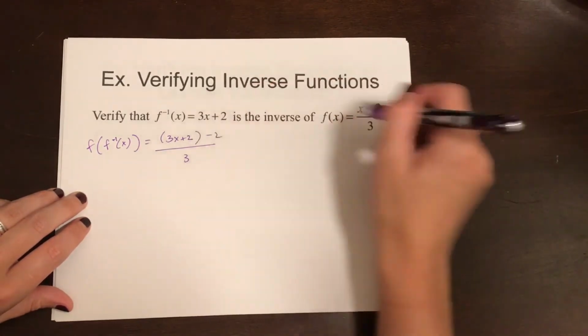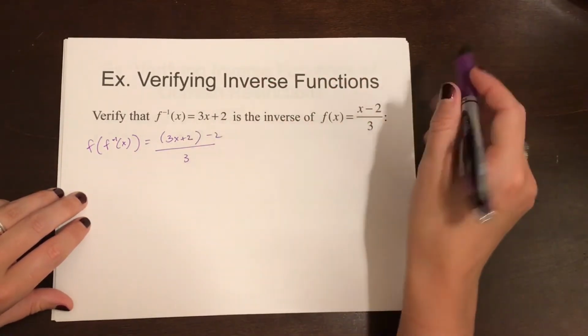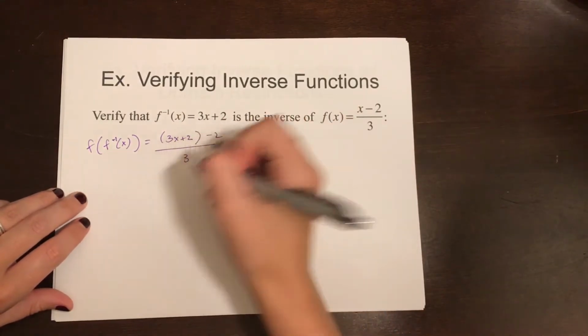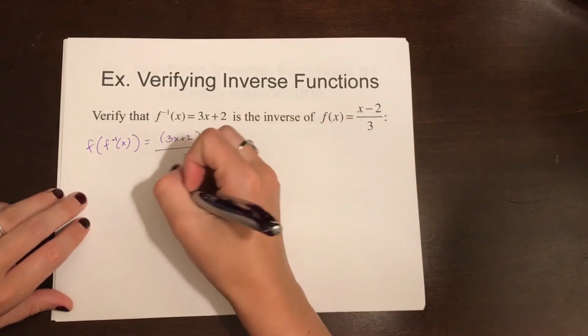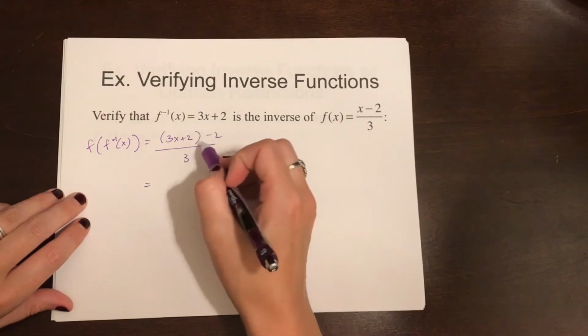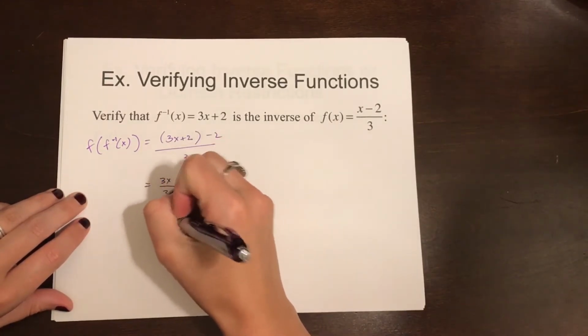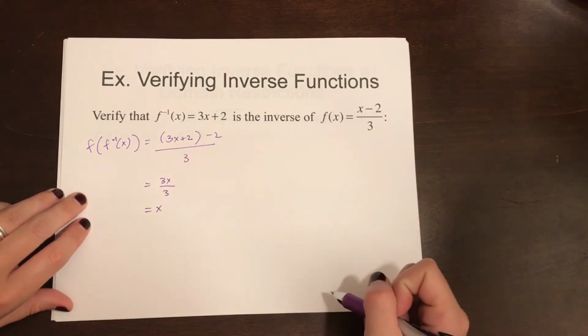Now the domain of both these functions, these are both linear functions, the domain is all real numbers, so this needs to be true for all real numbers. So we can simplify. Okay, so we'll end up with 3x over 3, which is equal to x.